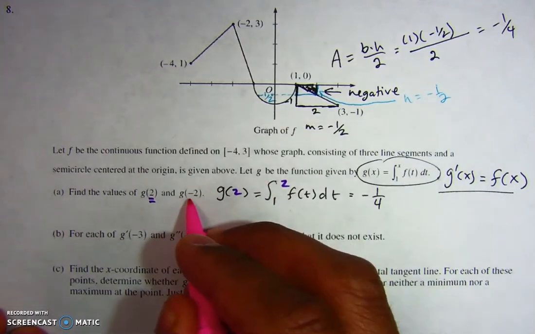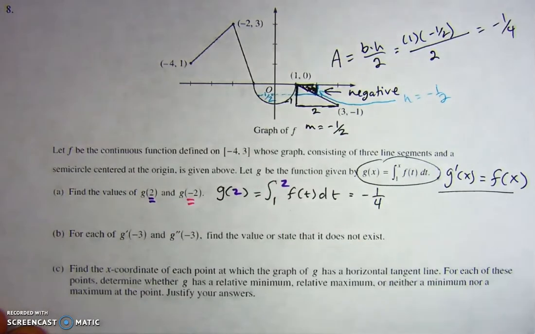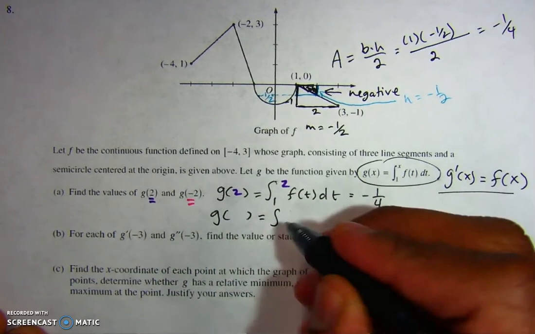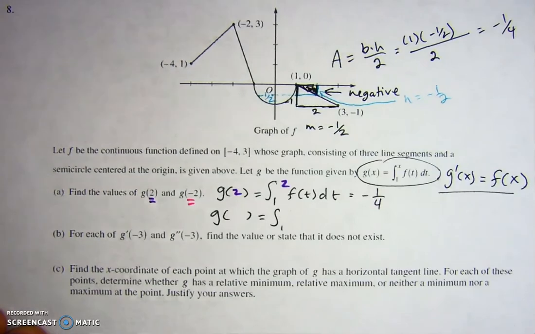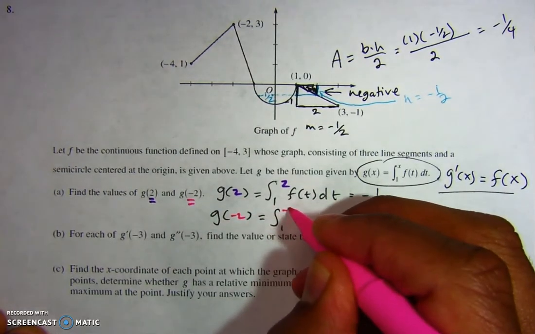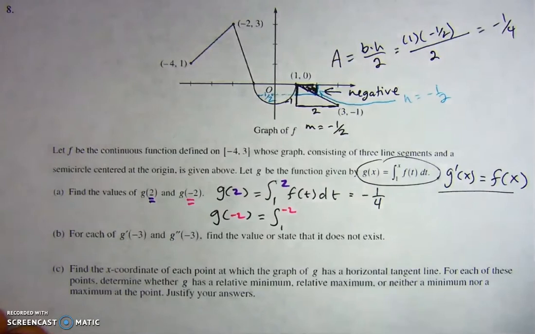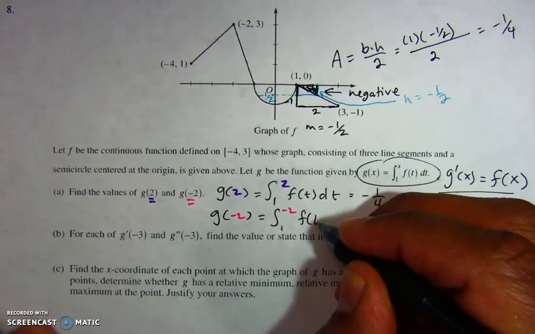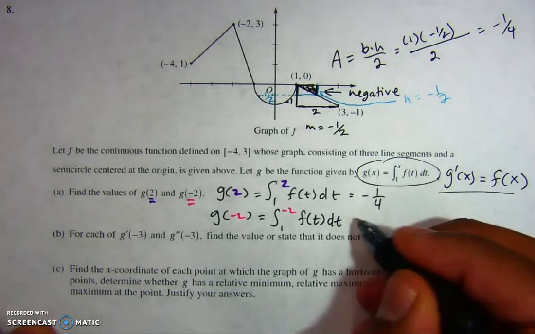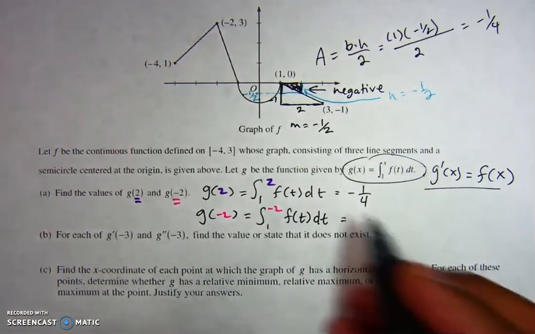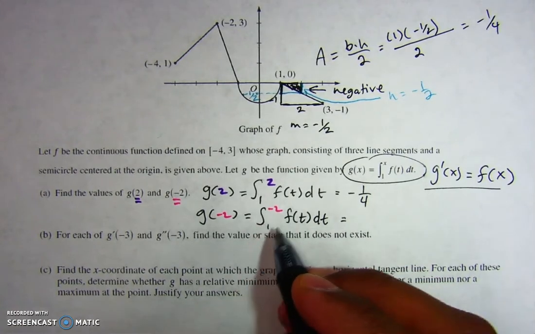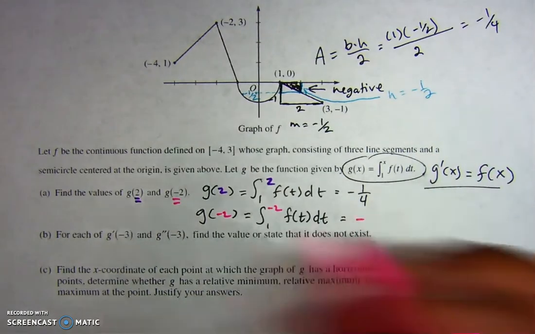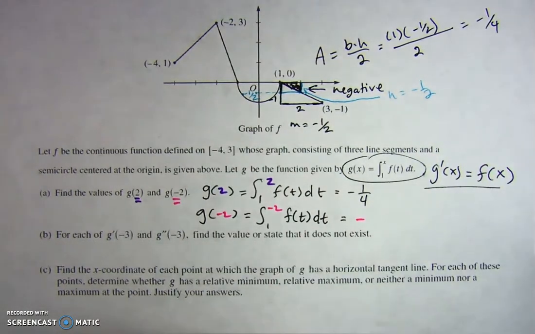When we do g of negative 2, we have to do the integral from 1 to negative 2. And that's a problem. We can't have the lower limit bigger than the upper limit. So a simple fix is one of the properties that you learned when integrating. We can literally switch this around. However, now we have to write a negative. We have to do the negative of that integral.